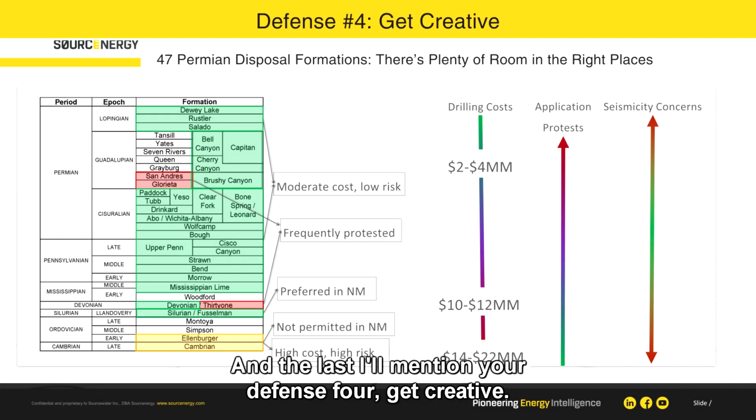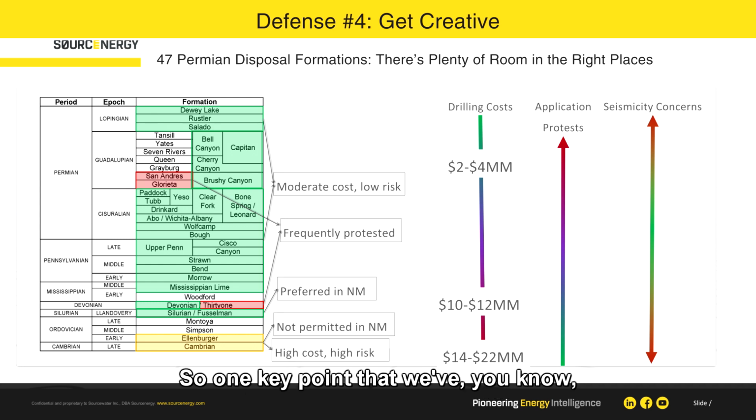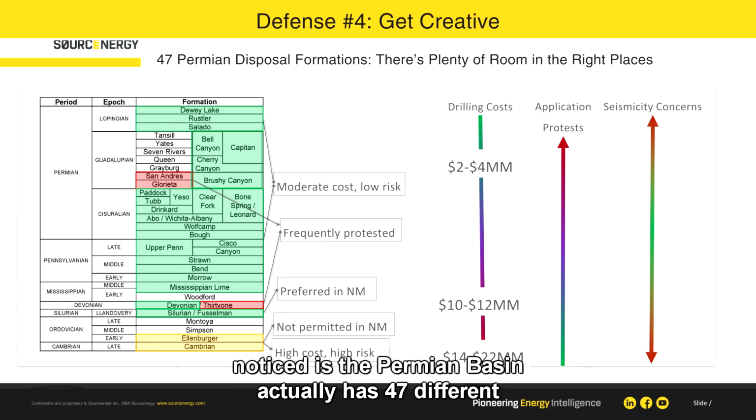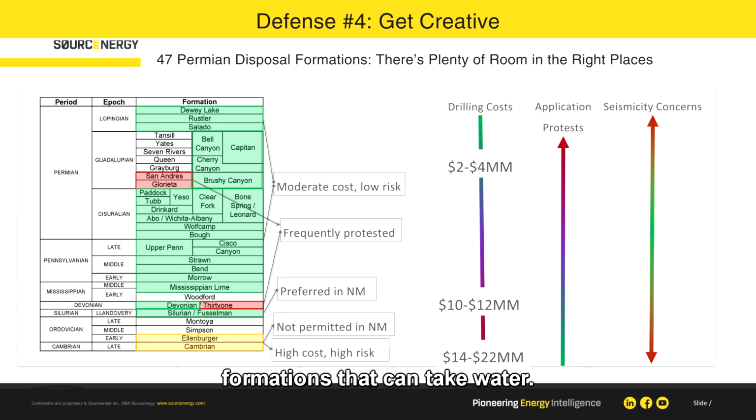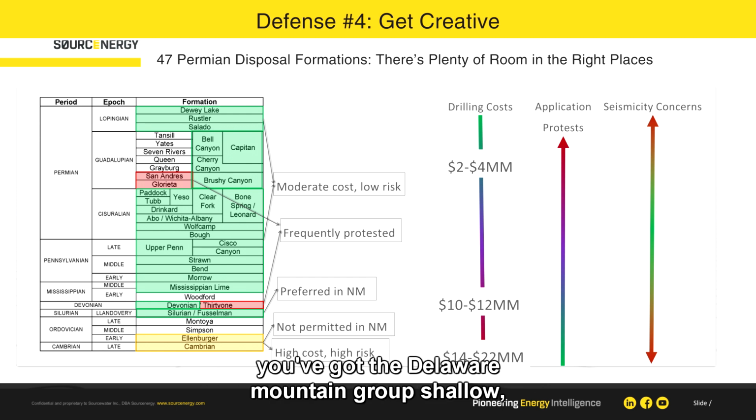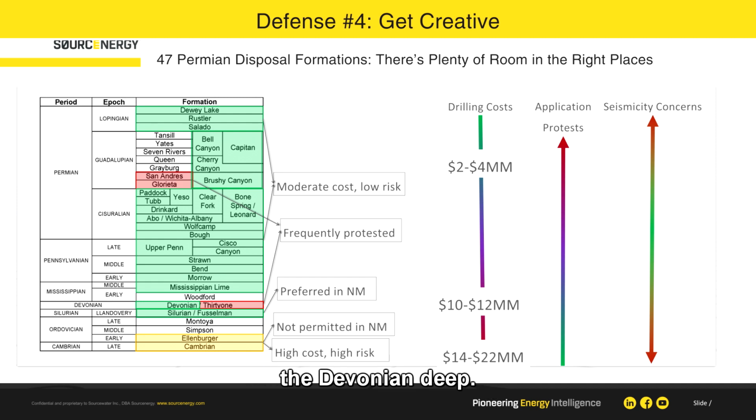And the last I'll mention, your defense 4, get creative. So one key point that we've noticed is the Permian Basin actually has 47 different formations that can take water. Only about 4 of those really ever get used, right? Over in the Midland, you've got the San Andres, shallow, and the Ellenberger, deep. Over in the Delaware, you've got the Delaware Mountain Group, shallow, the Devonian, deep. There's a lot of layers in between there, and a lot of them have a lot of capacity.